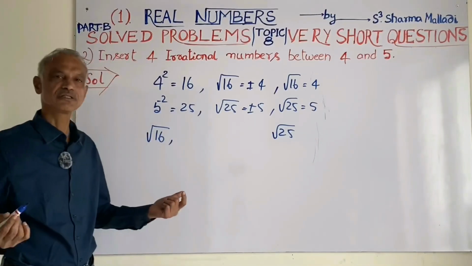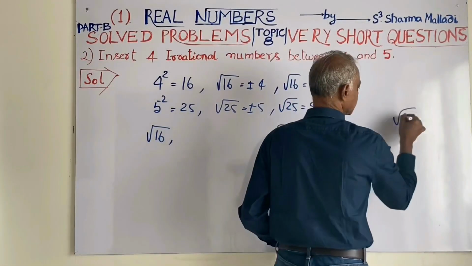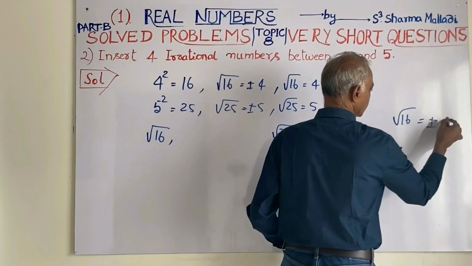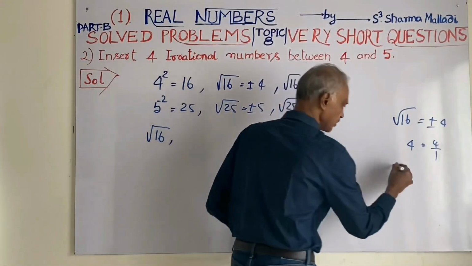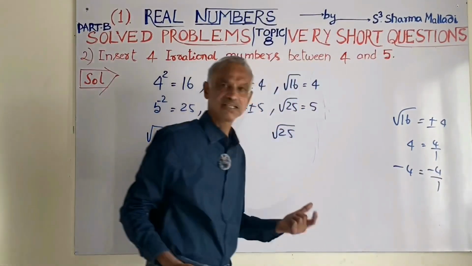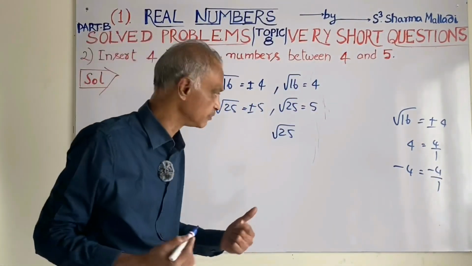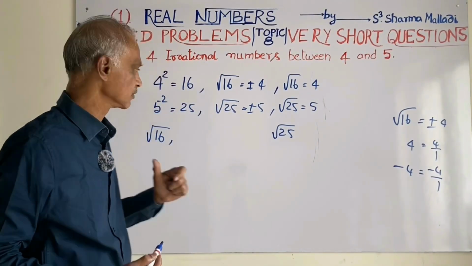See, root 16 is not an irrational number. It is a rational number because root 16 is equal to plus or minus 4. If you take plus 4, it can be written as 4 by 1. If you take minus 4 also, it can be written as minus 4 by 1. It is a rational number. It is in the form of p by q and q is not equal to 0. P, q are integers.